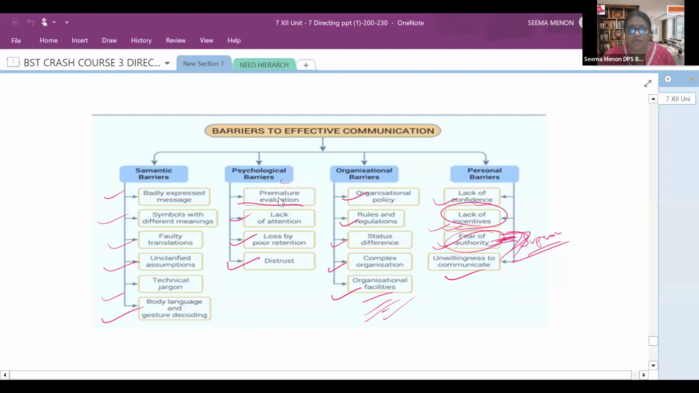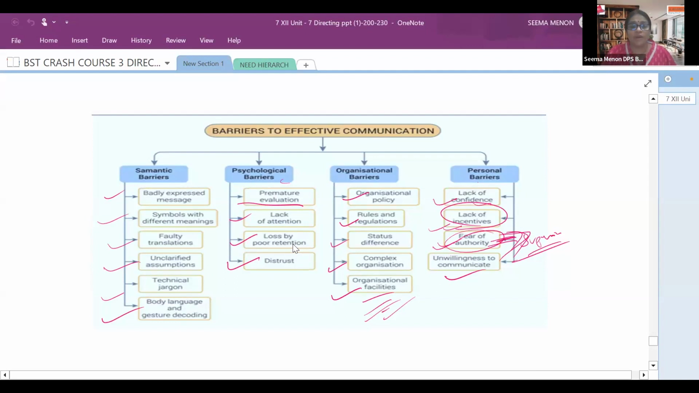Then comes the psychological barrier: premature evaluation. Without understanding the entire meaning, they evaluate. Then comes lack of attention. The manager is engaged with some other work and the subordinate comes and speaks to him. The manager is not at all interested in what he is saying because he is totally focused on whatever he is doing. Here, who is getting demotivated? The subordinate. He feels the manager is not listening to him. Loss by poor retention, because the manager is not interested.